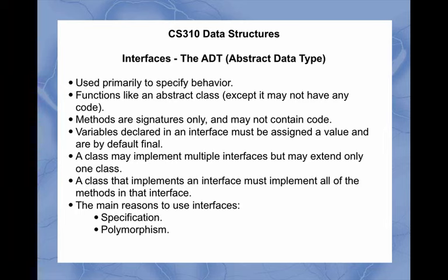In the case that you need more than one class, then we have the interface. So in many ways it behaves like an abstract parent class, but there is no code. The methods in an interface are signatures only. That is, rather than an open bracket and a body of code after the method signature, you have a simple semicolon. Variables can be declared in an interface, but they must be assigned a value, and they are by default final. A class may implement multiple interfaces but extend only one class. A class that implements an interface must implement all of the methods in that interface. This is an important point here.